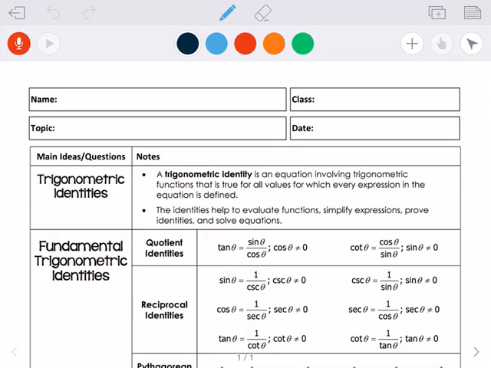Today we're going to start Unit 4, where we start talking about and using the trigonometric identities. A trigonometric identity is an equation involving trigonometric functions that is true for all values for which every expression in the equation is defined. The identities help to evaluate functions, simplify expressions, prove identities, and also solve equations.